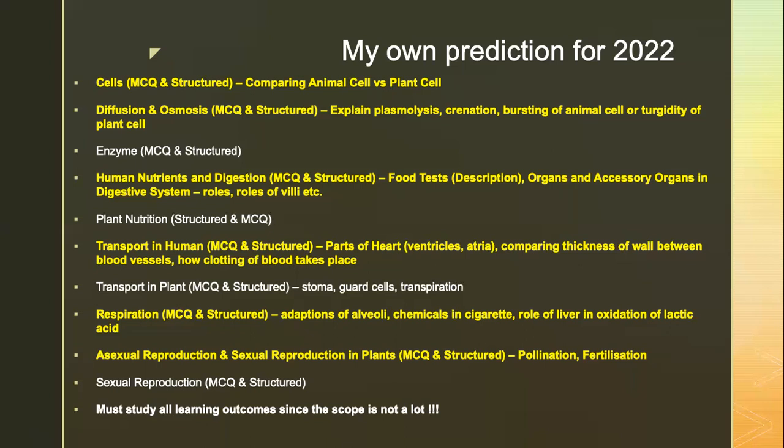So there is no such question last year in the structure. Bear in mind, it may appear this year, where students need to explain how diffusion and osmosis affect the following: plasmolysis, crenation, bursting of animal cell, or turgidity of plant cell. Any one of these will be tested.